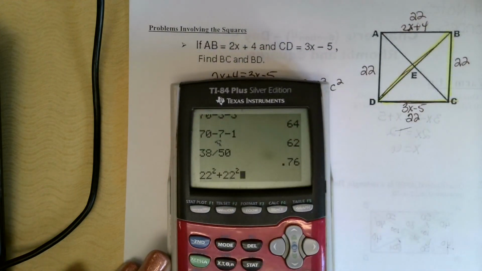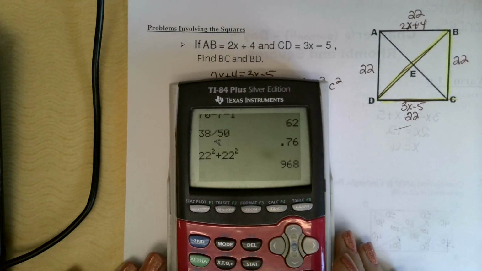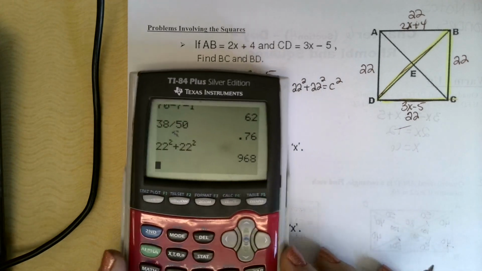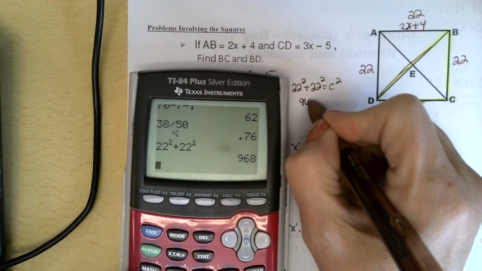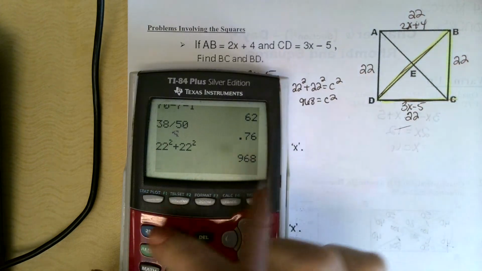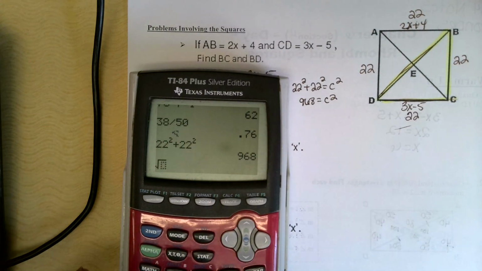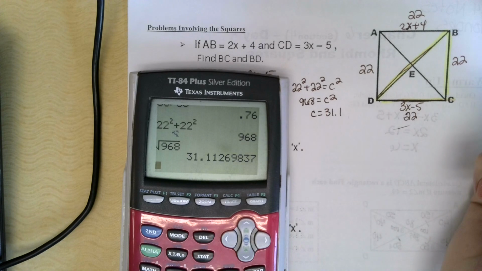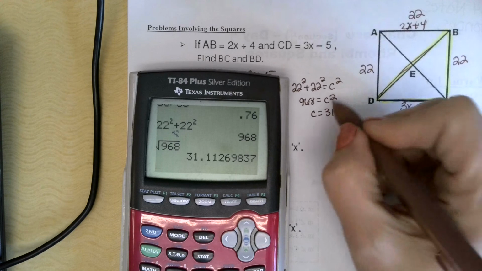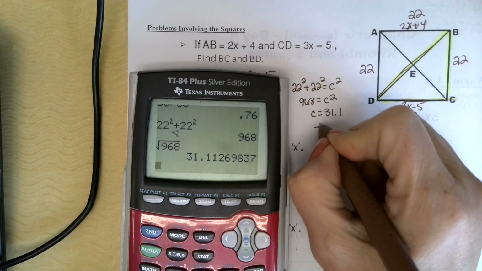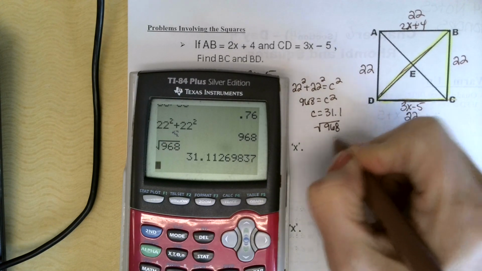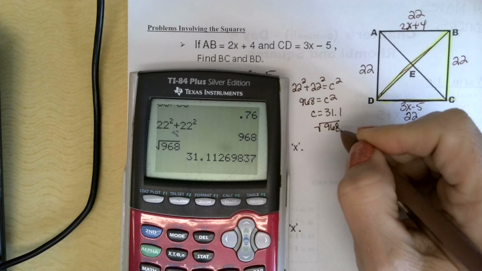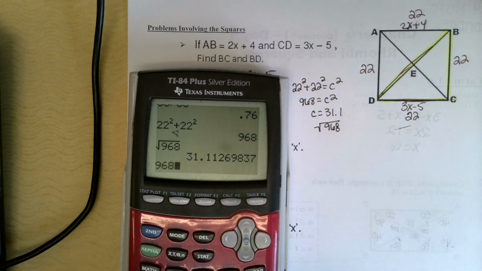Can I see how I put that in my calculator? I don't need to see the numbers. That you can do that in your calculator. So I've got 968 equals C squared. So C is 31.1. Okay. Now, you guys have to be careful. If I ever ask you to leave that as an exact answer, then you would need to break it down and give me a radical answer.